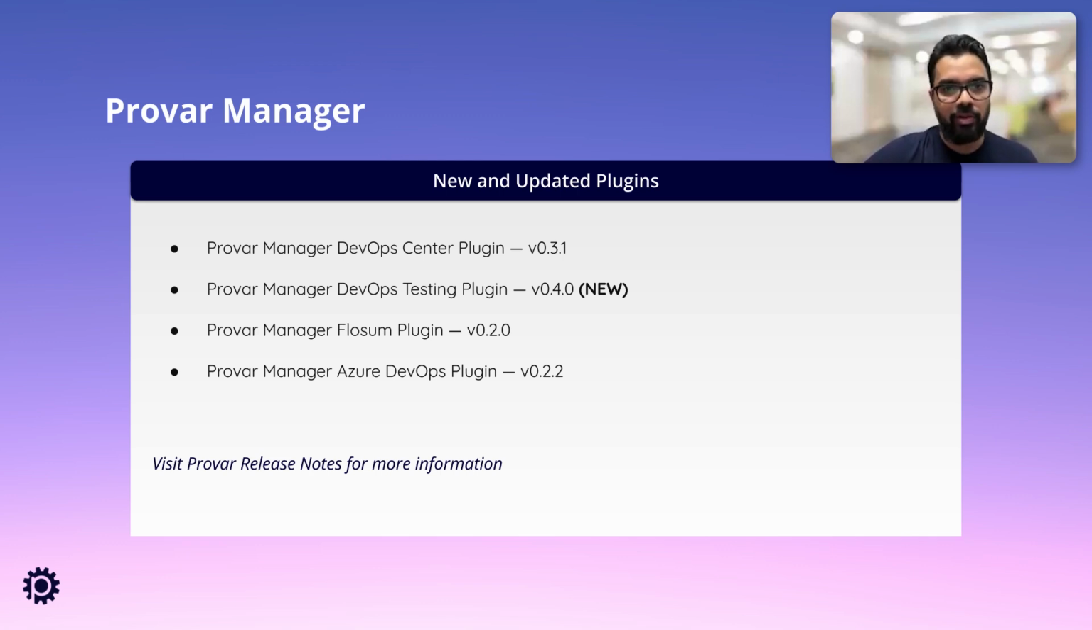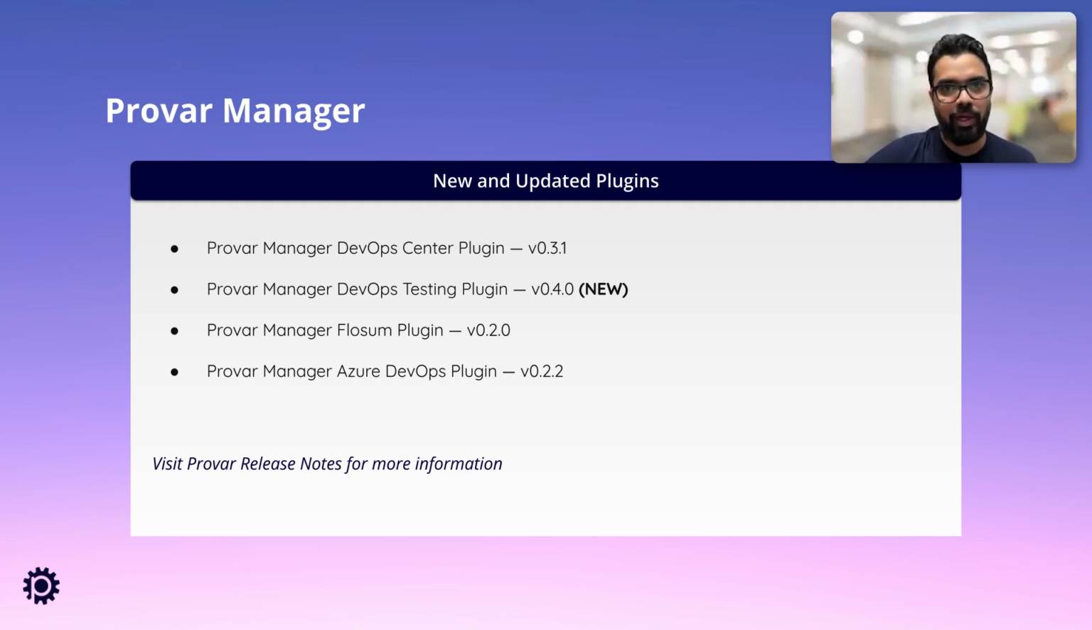The second one is around the DevOps testing plugin. So DevOps testing has been marked GA recently, in the last month, April. DevOps testing is another plugin for DevOps Center, and it is more for the testing side. So we have also released our Provar Manager DevOps testing plugin. It is a new plugin that we have published.